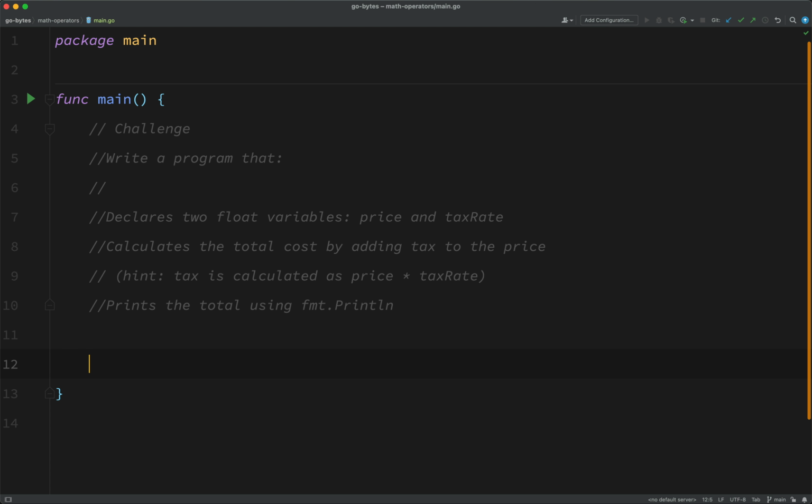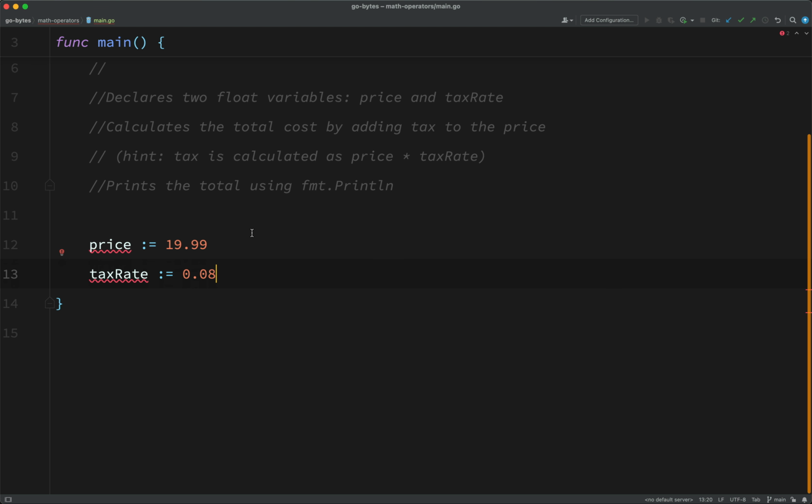Okay, two variables, price and tax rate. So here I'm setting them as 19.99 and 0.08. Total will be price plus the tax, and we calculate tax using price multiplied by tax rate. So price multiplied by tax rate, and that of course needs to be calculated first or calculated on its own. So the calculation is price plus tax. We've calculated the tax in parentheses here.